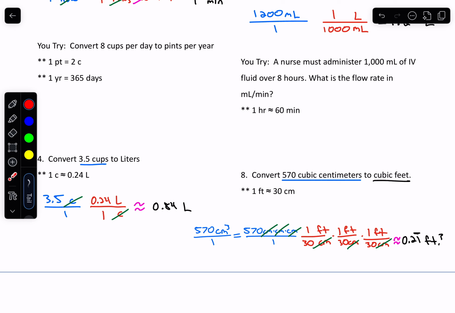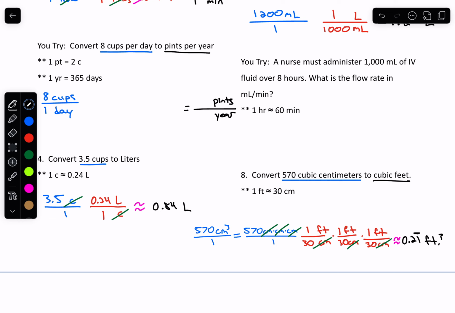All right, hopefully you gave them a chance. So the one on the left says we have 8 cups per day and we want to convert to pints per year. So I'm going to start with cups per day. I'll write 8 cups on top and 1 day on bottom. It's cups per 1 day. And we want to convert this to pints per year. So for my answer, I'll put pints on top and year on bottom.